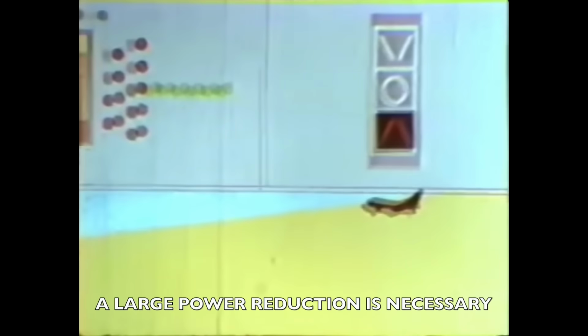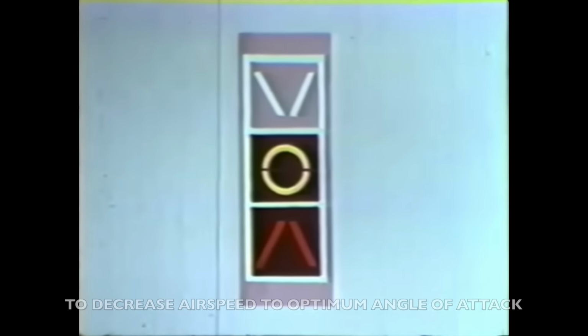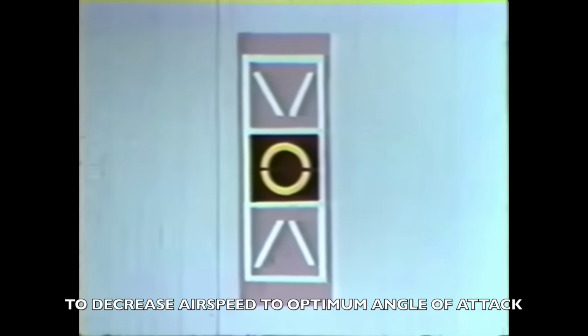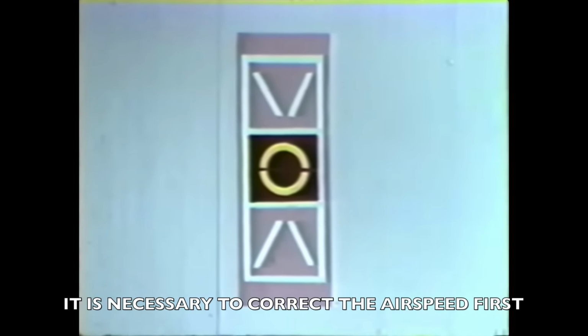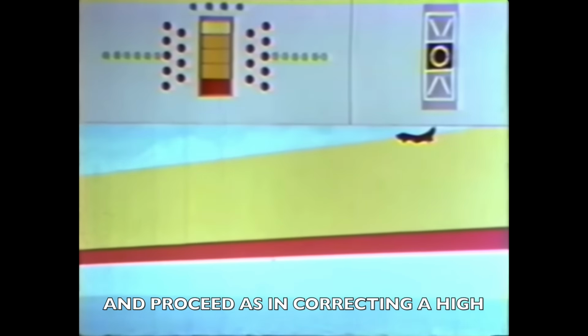A high and fast condition must be corrected early in the approach. A large power reduction is necessary. Increase the attitude of the aircraft to decrease airspeed to optimum angle of attack. It is necessary to correct the airspeed first to achieve proper hook-to-eye value, so the pilot is obtaining accurate glide slope information. Maintain optimum angle of attack and proceed as in correcting a high.